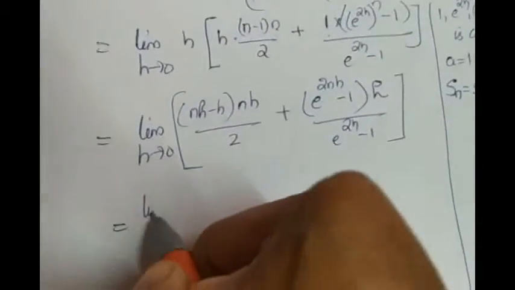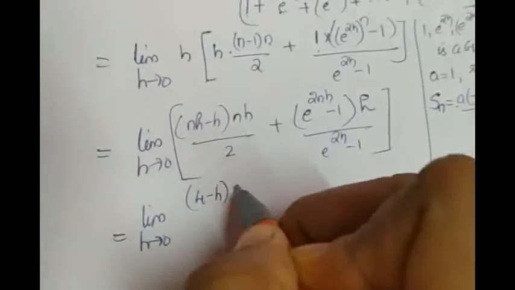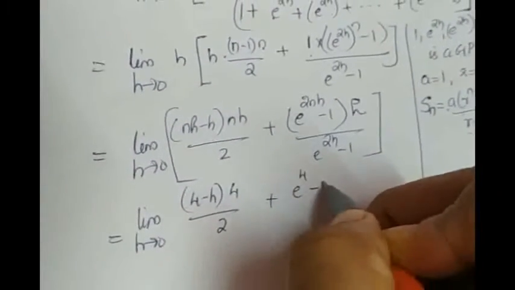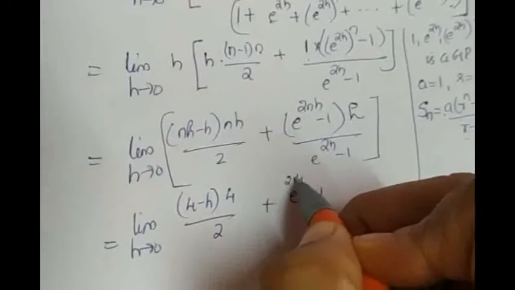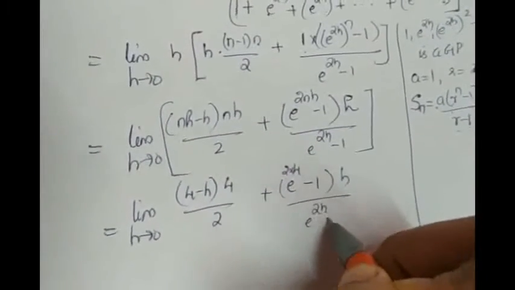Again, wherever nh is there, we can give the value as 4. So applying the value, limit h tends to 0, 4 minus h into 4 by 2 plus e raised to 4 minus 1, 2 into 4 minus 1 into h divided by e raised to 2h minus 1.